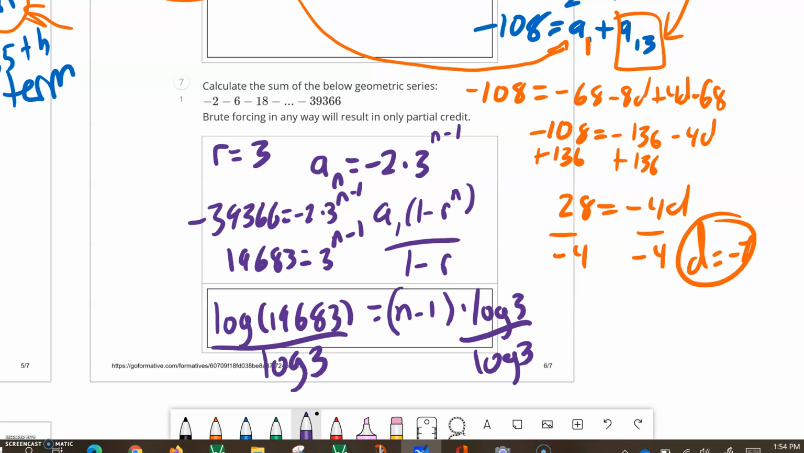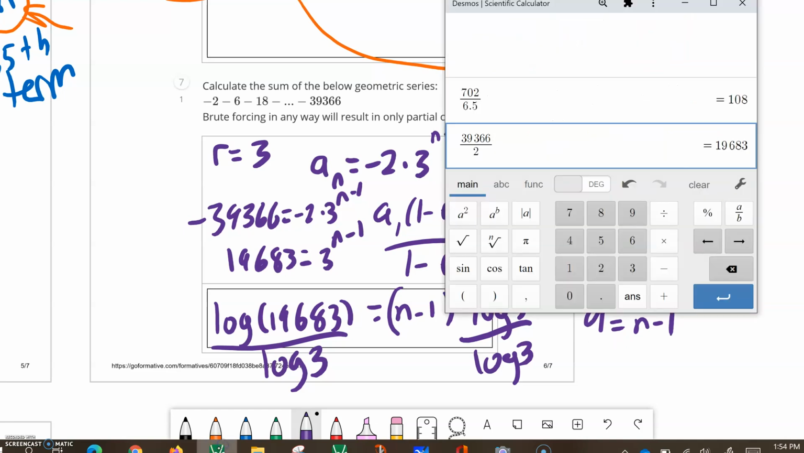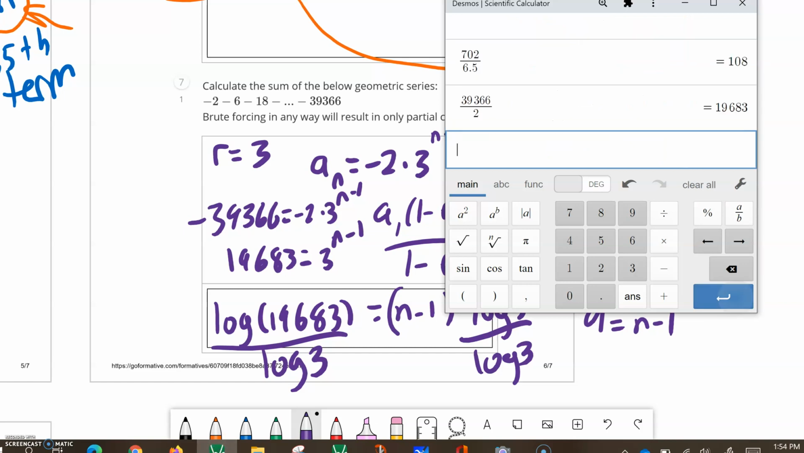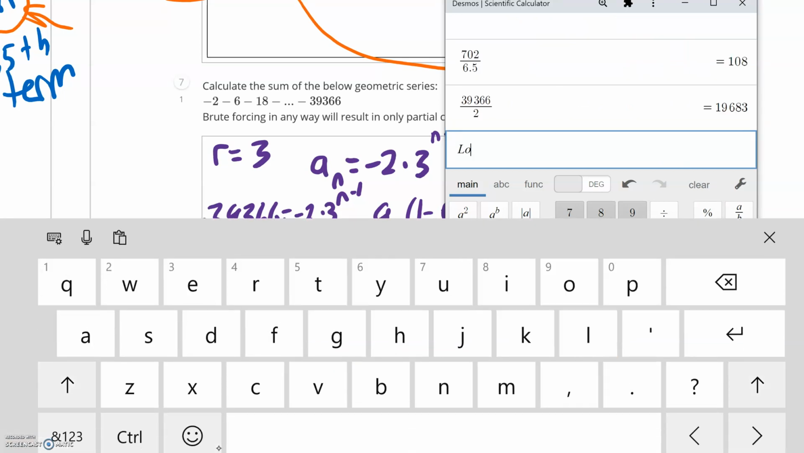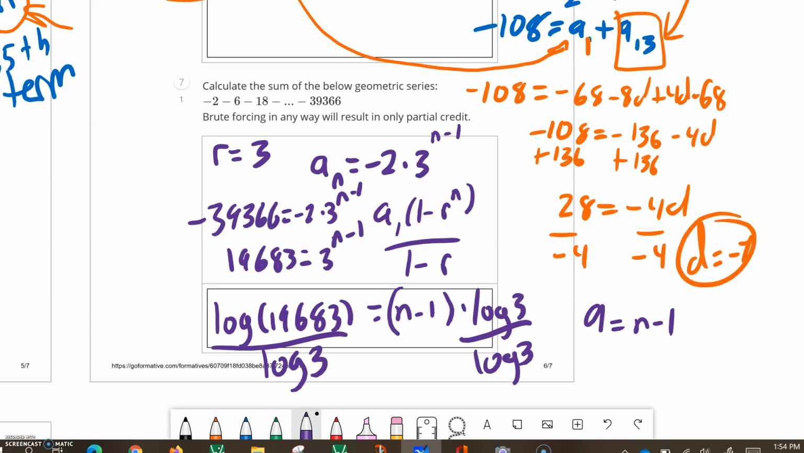And then I believe you get 11 equal to n minus 1. Or I think it's 12. Wait, no, I think it's, what is it? I don't remember. I'll do it really quick. Hopefully this doesn't take too much time.